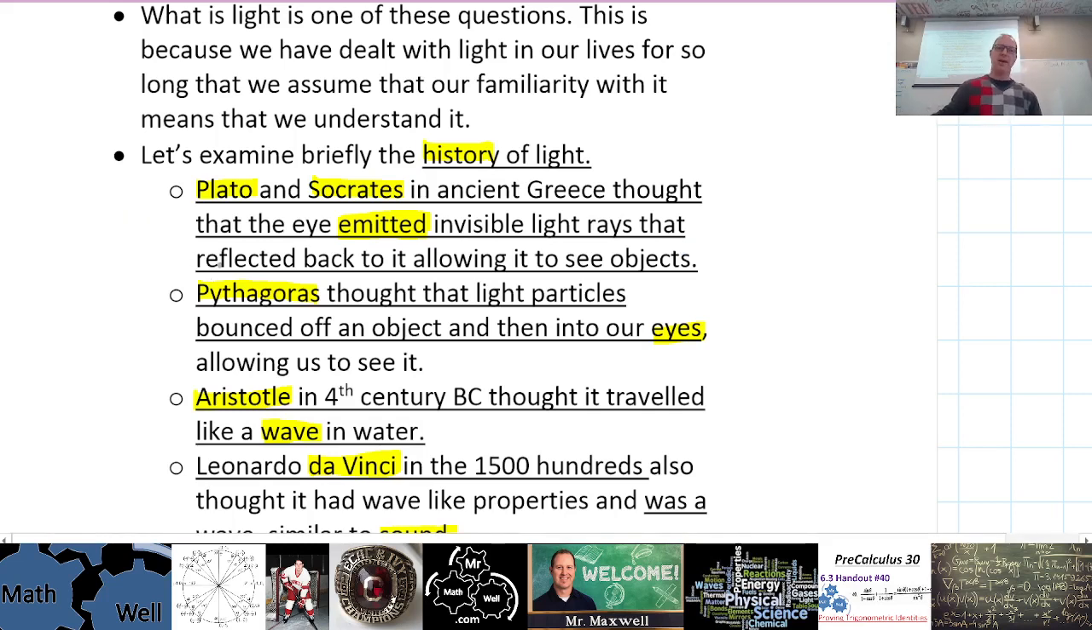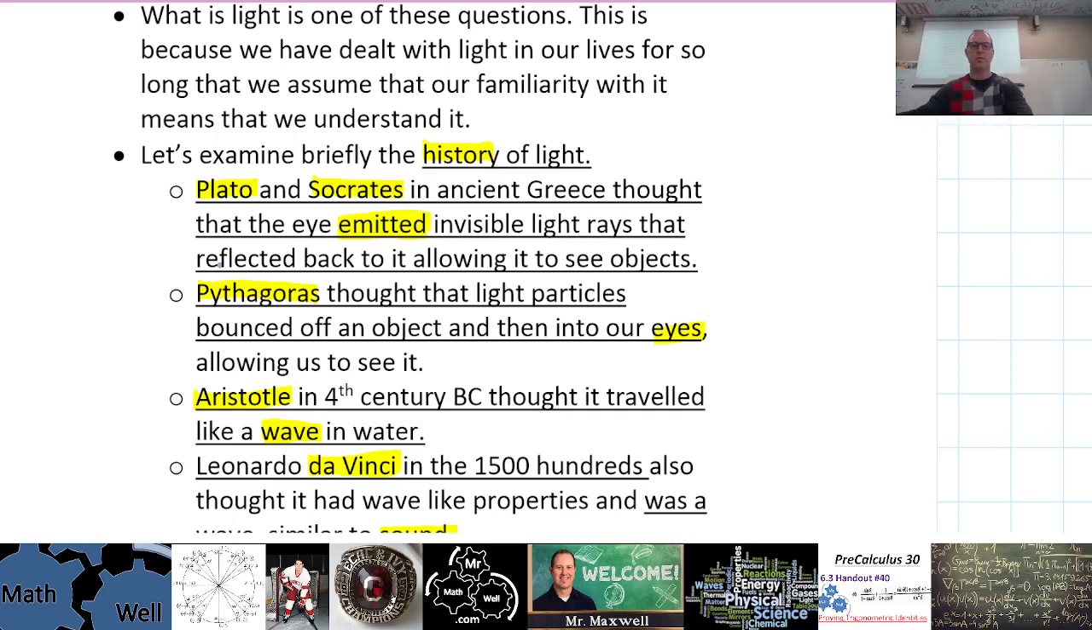Pythagoras. You recognize him from math class, the Pythagorean theorem. He was a mathematician and philosopher of the highest rank, and he thought that light particles bounced off an object and then into our eyes, allowing us to see it. Okay, so very similar, but the light didn't originate from our eyes. That light came from the sun, or lamps, or fire, things like that. So Pythagoras kind of shifted things a little bit.